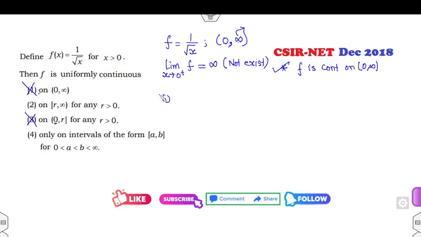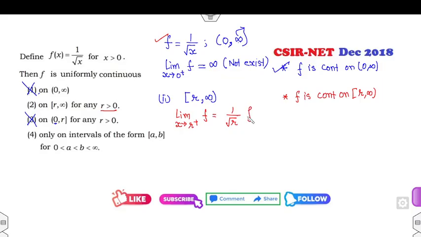Now look at the second option. If you think about the closed interval r comma infinity, where r is greater than 0, again check whether the function is continuous on this interval. Since the function is continuous on the closed interval r comma infinity, what is the limit as x approaches r positive? This is 1 over root r, which is finite. Why? Because r is strictly greater than 0. And we can see about infinity, the limit is 0, which is also finite. Now f is continuous and both the limits are finite. That means f is uniformly continuous.